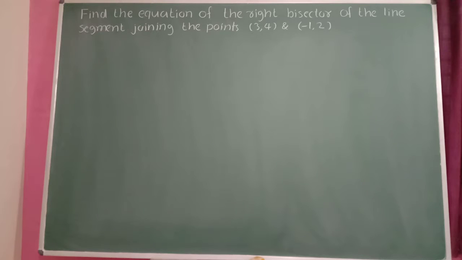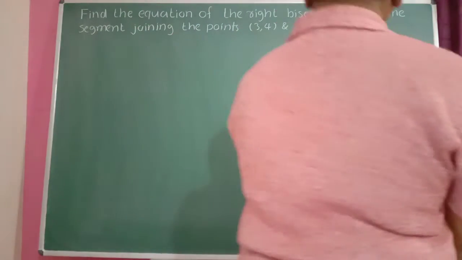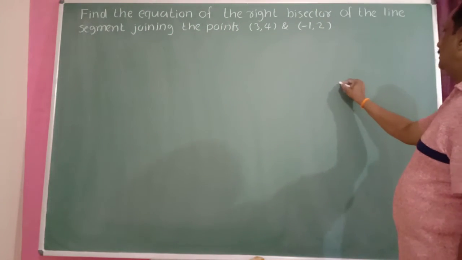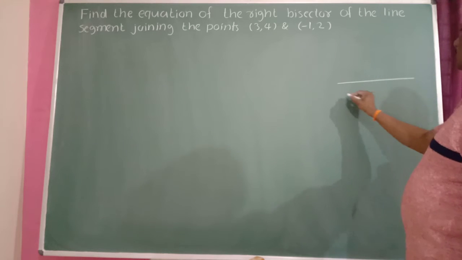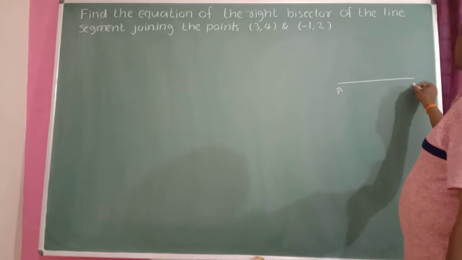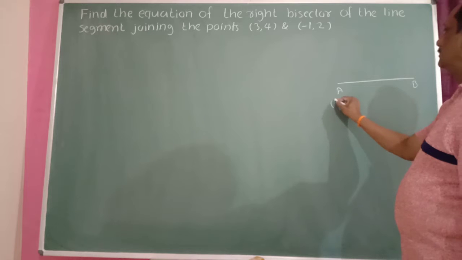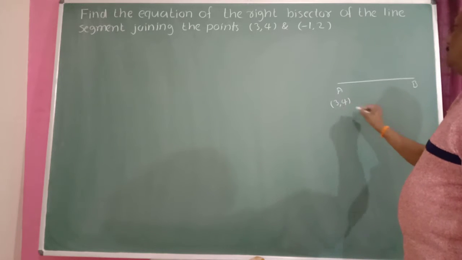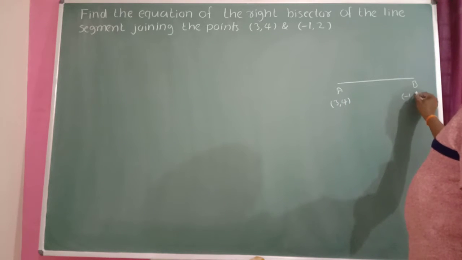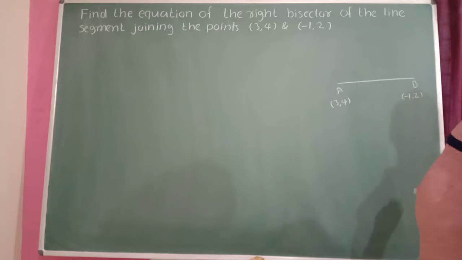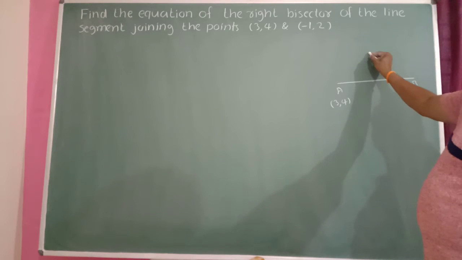Find the equation of the right bisector of the line segment joining the points (3, 4) and (-1, 2). Meaning here, there is the line segment AB, with coordinates (3, 4) and (-1, 2). Consider this is a line here.